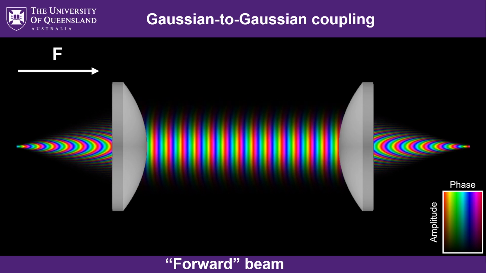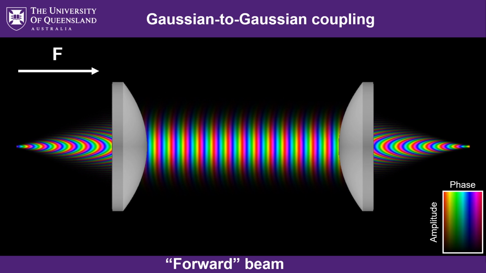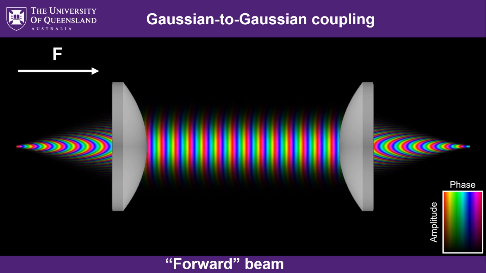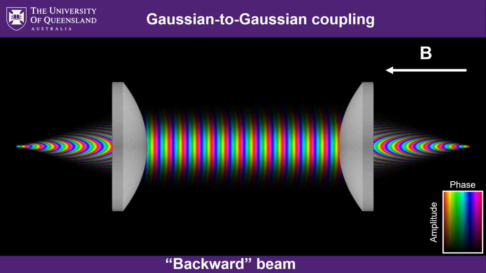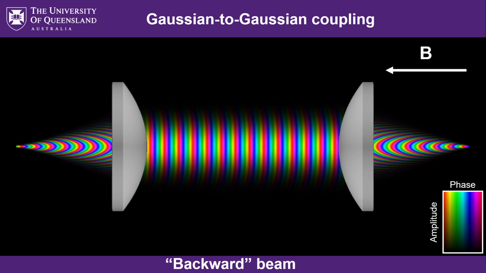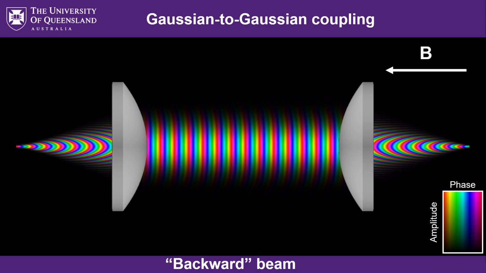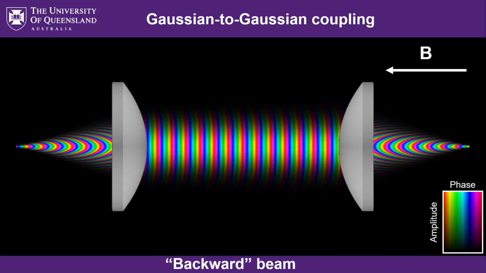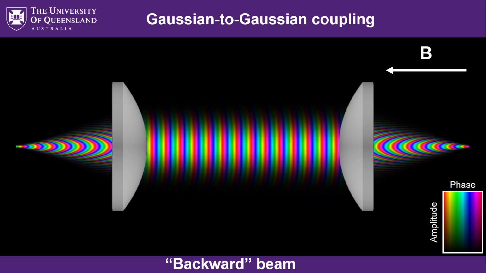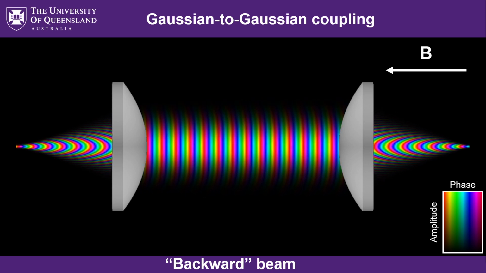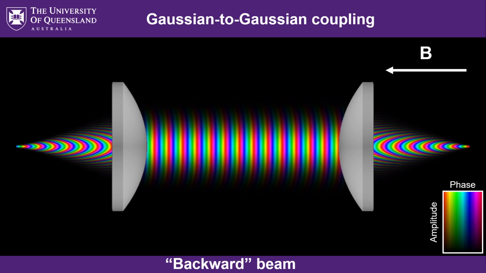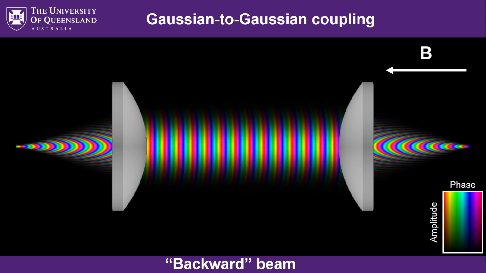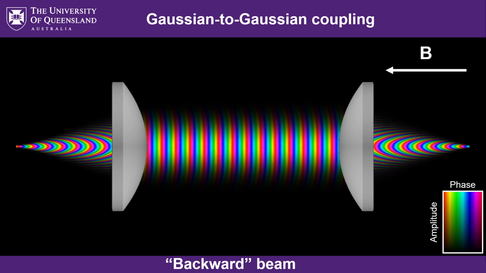this simple example. So here we're looking at what I'll call the forward propagating mode, labeled F, traveling left to right. And then we've got the output beam we're trying to couple into the backwards propagating mode. I've labeled them forward and backward propagating modes in inverted commas because it doesn't actually matter which way the beam is actually traveling. It's the same in both directions, whether you're trying to couple from left to right or right to left. It's all reversible.